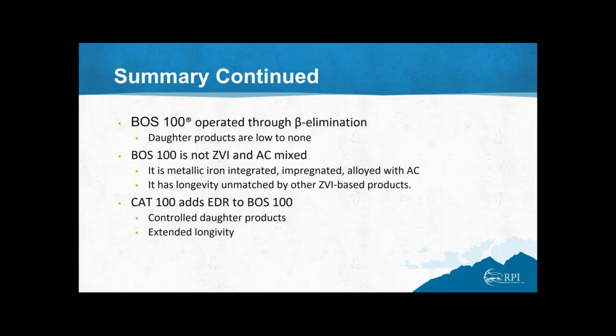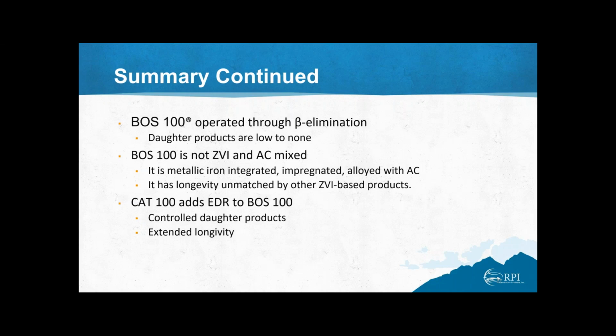BOSS 100 operates through the beta elimination pathway. The daughter products are low to none. As daughter products are produced, they are absorbed also into the activated carbon, so you don't see as much as you would for, say, ZVI. However, they do share a similar pathway.